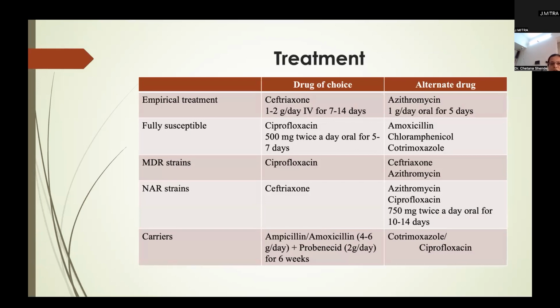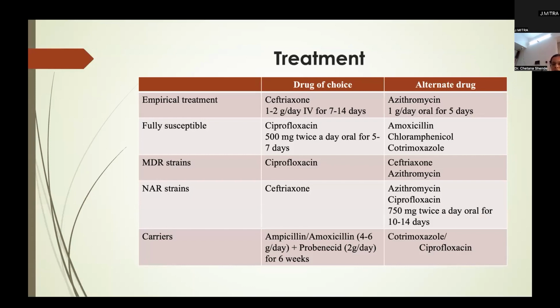So this is the treatment of typhoid fever. Empirical treatment means before the antibiotic susceptibility results are available. In case of a fully susceptible profile, we can use ciprofloxacin. In case of MDR strains, that is the strains which are usually resistant to chloramphenicol, cotrimoxazole, and ampicillin, we can go for ciprofloxacin.